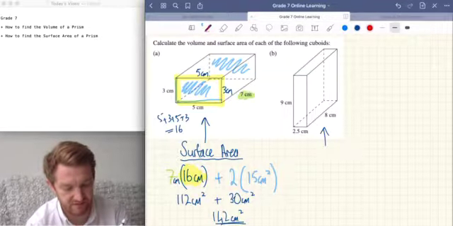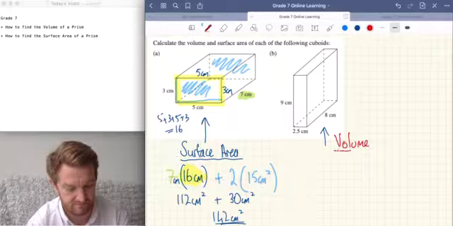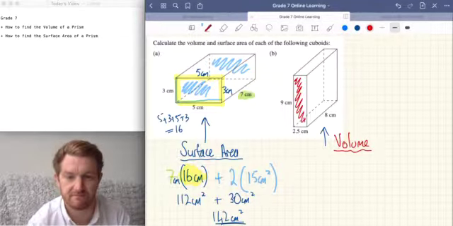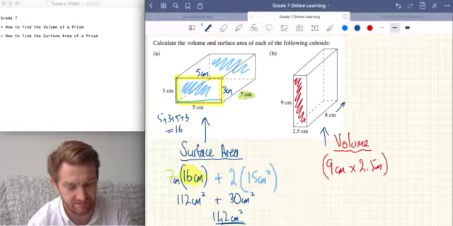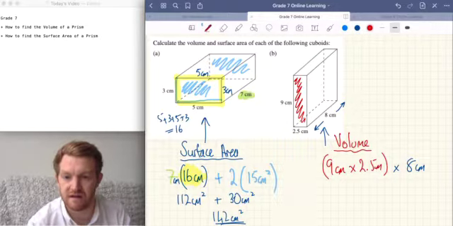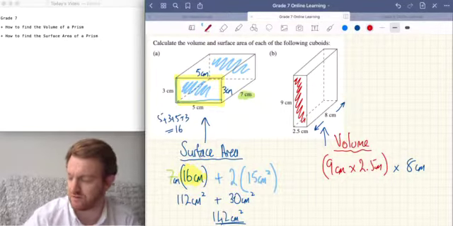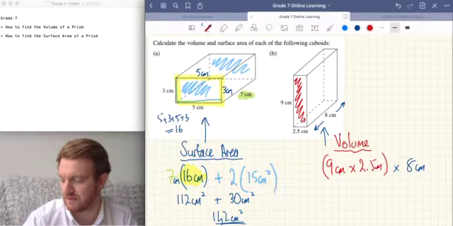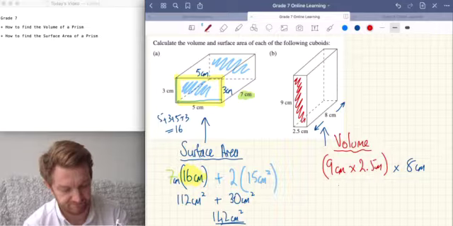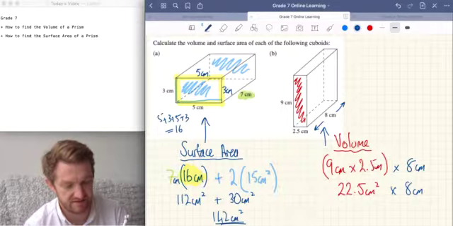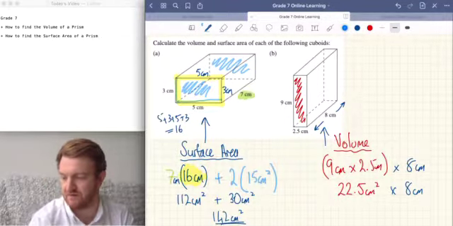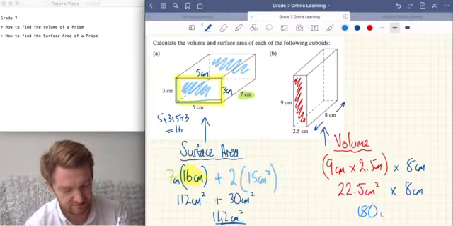If we wanted to do the volume, we'd first of all work out this bit here. So we do 9 centimeters times 2.5 centimeters, and then we multiply that by our depth, which is 8. 9 times 2.5 is 22.5. Let me just check that because I like to be thorough. We multiply that by the 8 centimeters, and that gives you a final answer of 180 centimeters cubed.